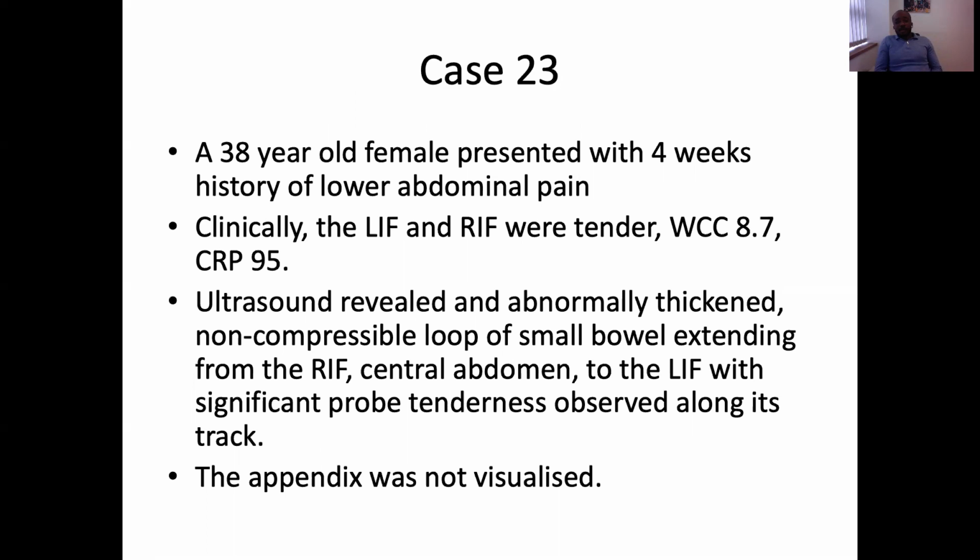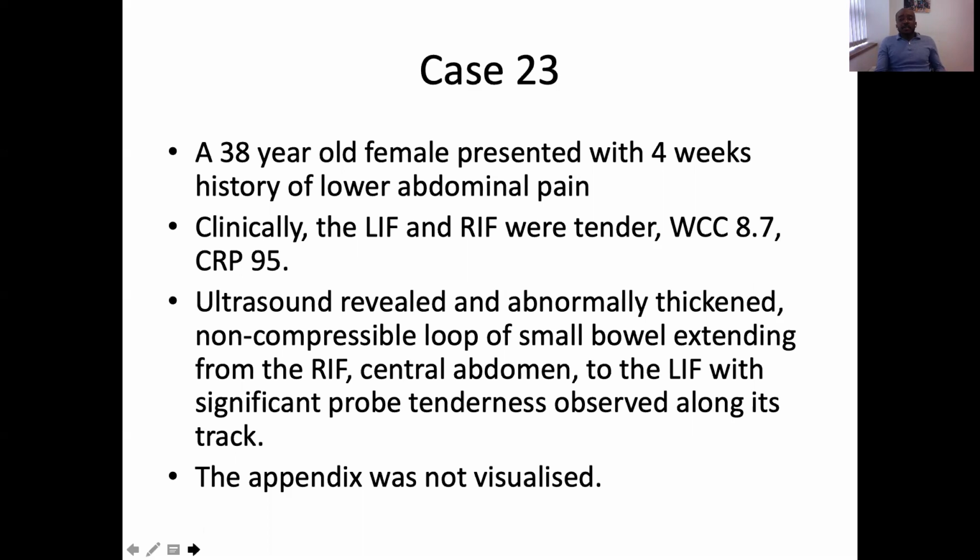So let's look at this case. This was a 38-year-old female who presented with a 4-week history of lower abdominal pain. Clinically, the left iliac fossa and the right iliac fossa were tender. WCC was normal, but the CRP was raised. The patient was sent to ultrasound basically to check for appendicitis. Ultrasound revealed an abnormally thickened, non-compressible loop of bowel extending from the right iliac fossa, central abdomen, to the left iliac fossa, and there was significant tenderness along the tract of this abnormally thickened bowel. However, the appendix was not visualized on ultrasound.